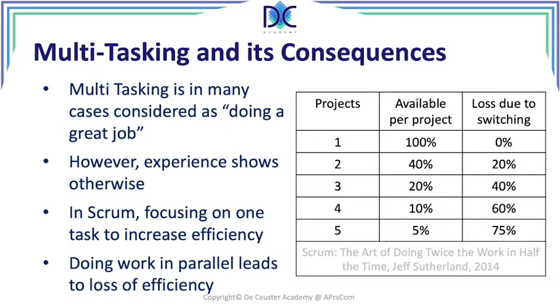Now, what does it mean? Imagine you're working on different things. You do a job, and then you have to go to another job. When you go back to the first job, you have to prepare everything and keep track of what you did and what you wanted to do. Then you go to the next step and do the same. You go back to the first project and have to see again what you've been working on. You have to find out, what was I working on, what was I doing? In fact, you're losing efficiency because you're switching between those different projects. That's what Jeff Sutherland writes in his book: you have to focus on one task in order to increase efficiency.